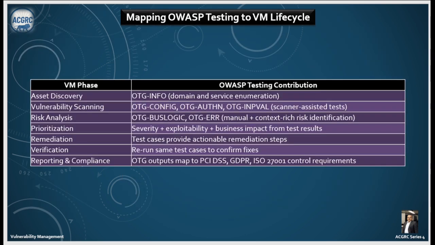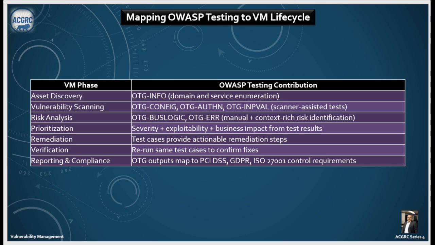Mapping OWASP testing to the VM lifecycle. Well, the OWASP testing guide helps identify application-level vulnerabilities, while the VM lifecycle is the broader process of finding, fixing, and improving security gaps across all systems. When used together, they complement each other. The testing guide helps with what to test, and the VM lifecycle helps with what to do next. So, one is what to test, and one is what to do next.